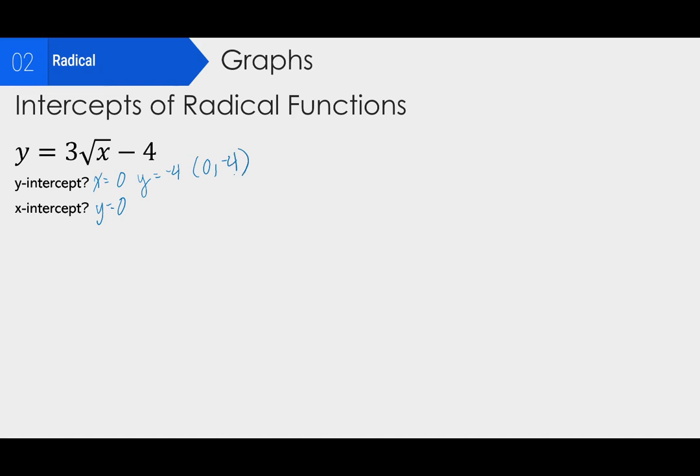All right, x-intercept is y equals 0. So we're just going to go ahead and plug that in and solve for x. Add 4 to both sides, divide by 3, and square each side to get rid of that square root. And you get x equals 16/9. So my x-intercept is (16/9, 0).